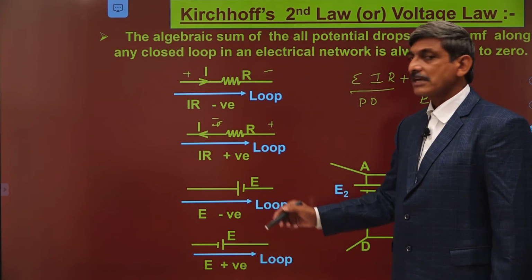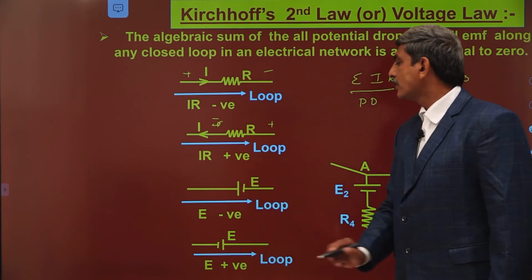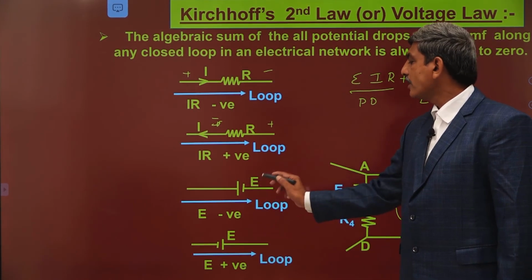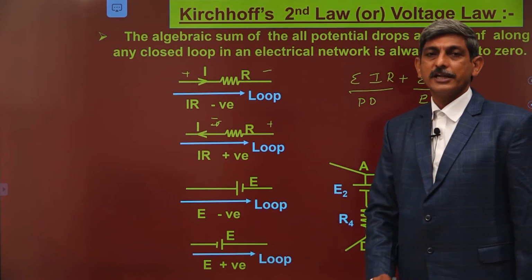Similarly, in the case of batteries, if we are moving from the positive terminal to the negative terminal of the battery, there is a fall in potential. The EMF of the battery or the cell must be taken as negative.